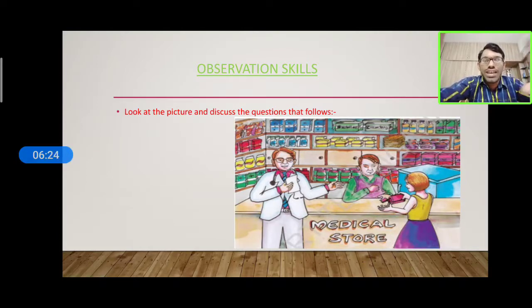Okay, so generally, what can you say about the picture that you are supposed to identify? Is it right, children? So first of all, you observe this picture, children. The picture is about a medical store. The words "medical store" are clearly written in capital letters on the board.